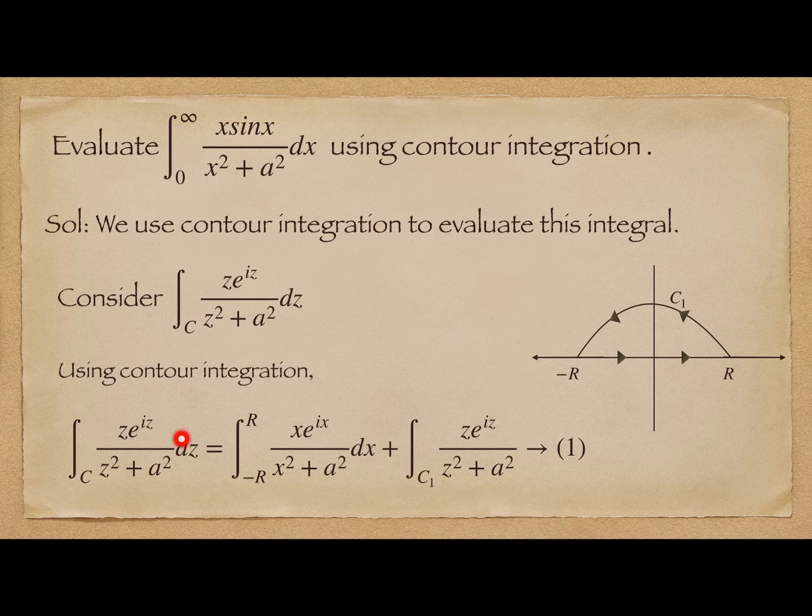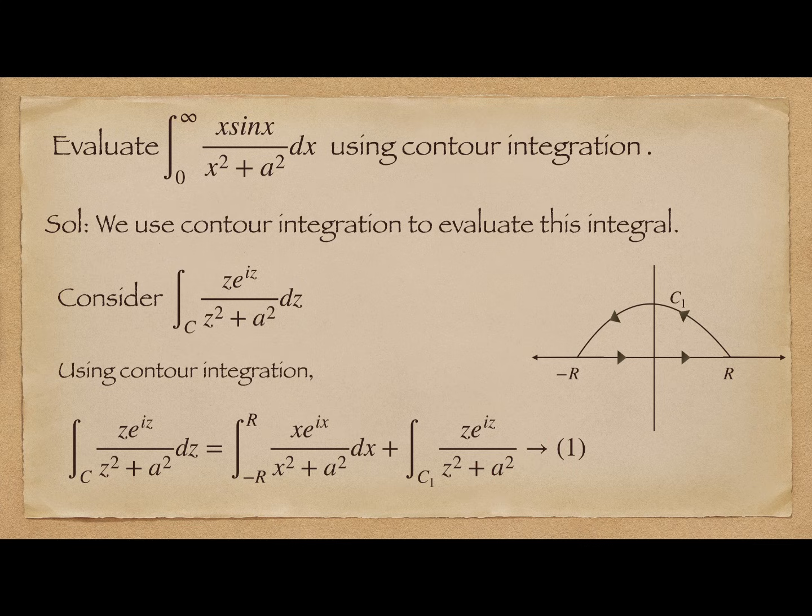Now using contour integration, we can say integral over C of z e power iz by z square plus a square dz equals integral from minus r to plus r of x e power ix by x square plus a square dx, plus integral over C1 of z e power iz by z square plus a square dz, because this contour has two parts: one is minus r to plus r, the other one is C1. Let us name it as equation 1.